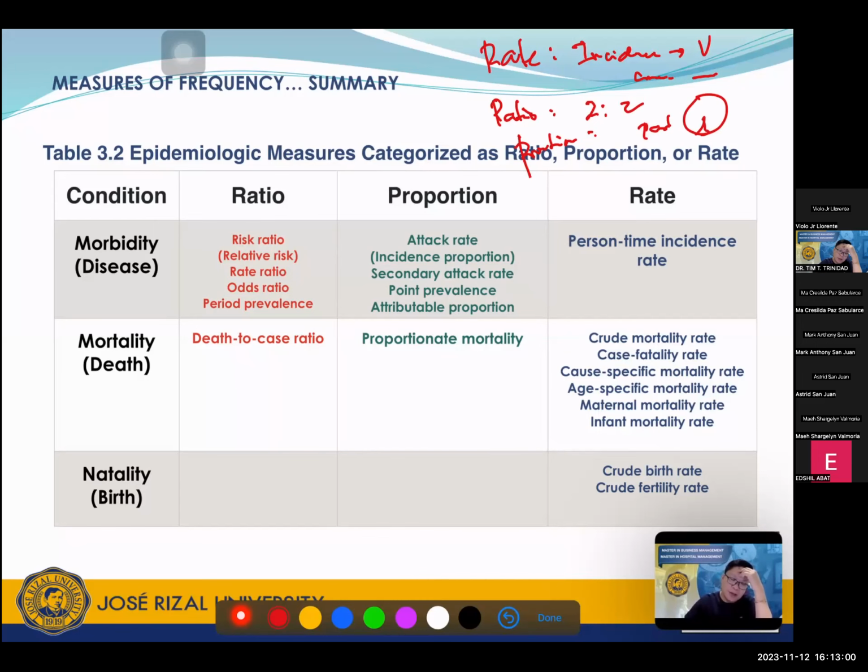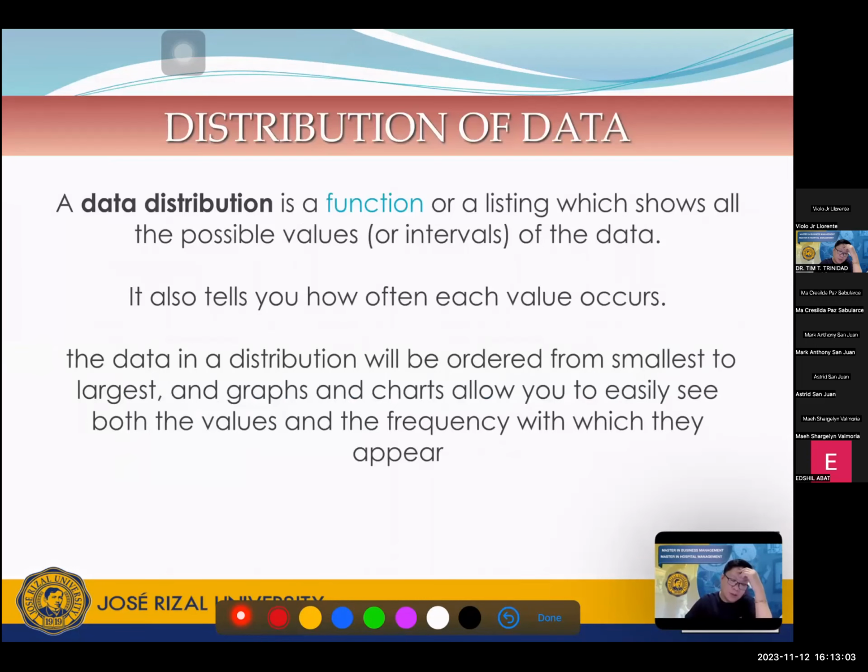So that we can proceed with the next important thing that we're going to describe in your descriptive stat. Okay, can we proceed with the distribution of data? Okay, so a data distribution is a function or a listing which shows all the possible values or intervals of the data. So it also tells you how often each value occurs. So the data in a distribution will be ordered from the smallest to the largest, and graphs and charts allow you to easily see both the values and the frequency with which they appear.